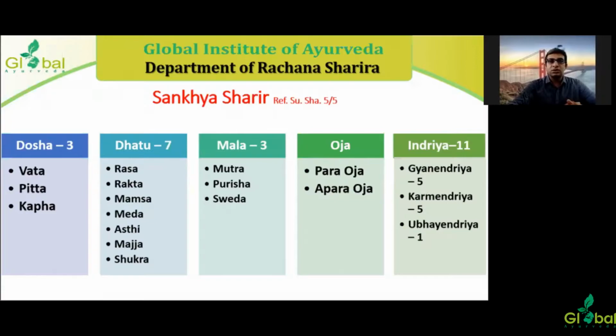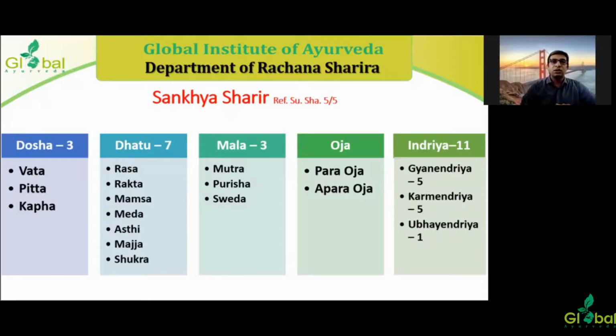Today we are going to discuss the topic of Sankhya Sharira. In Susrut Samhita, Sharirsthan Adhyay 5, Acharya Susrut has mentioned various numbers of organs or structures or anatomical parts in numerical form, which is known as the Sankhya Sharira. Sankhya Sharira means the description of various organs or anatomical structures in the body which are defined with various numbers.